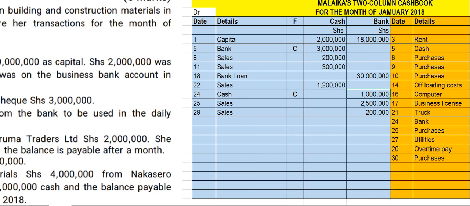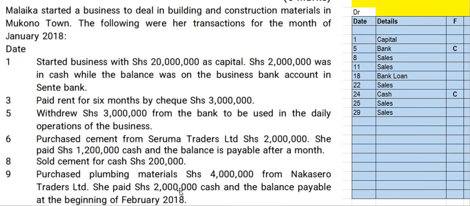Then on 9th, purchased plumbing materials, shillings 4 million from Nakasero Traders. She paid 2 million cash and the balance payable at the beginning of February 2018. This is the same treatment. I'll only record the 2 million cash that was paid out of the 4 million, because the balance of 2 million is to be payable at the beginning of February 2018.